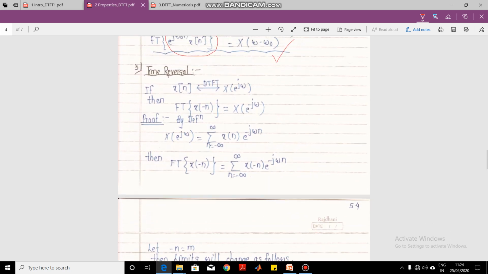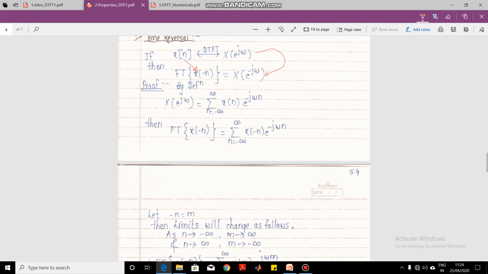Next is the time reversal property. What will happen if we reverse the signal in the time domain? What will happen if we take the mirror image of the signal in the time domain? So it says that when we take the Fourier transform of the time reversed signal, then the spectra also gets reversed. So what is actually happening here? Instead of the e raised to j omega term, we will get the e raised to minus j omega term.